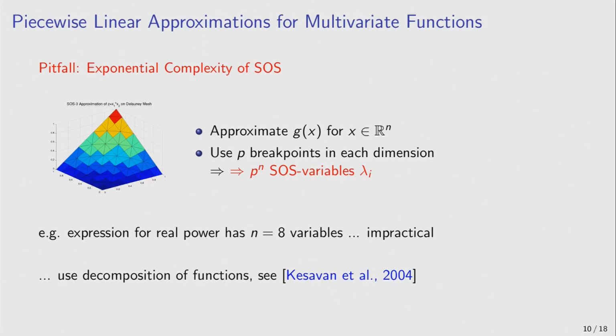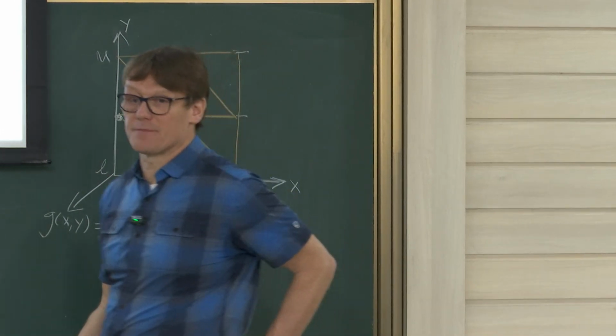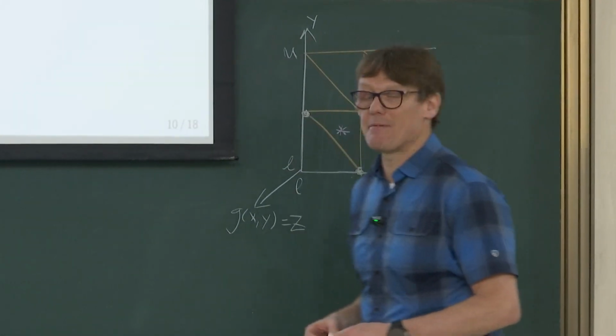So in the next lecture, we're going to look at expressions for power systems engineering. They have nonlinear functions that have 8 variables. If you discretize those, even over a small range, you probably want something like 10 breakpoints. So you will have 10 to the 8 variables. That's okay. You can solve problems with 10 to the 8 variables, but it's maybe not the most efficient way of doing it.